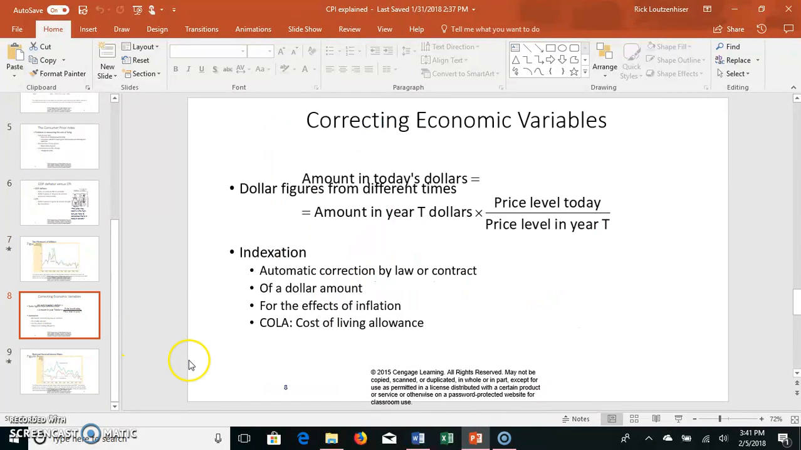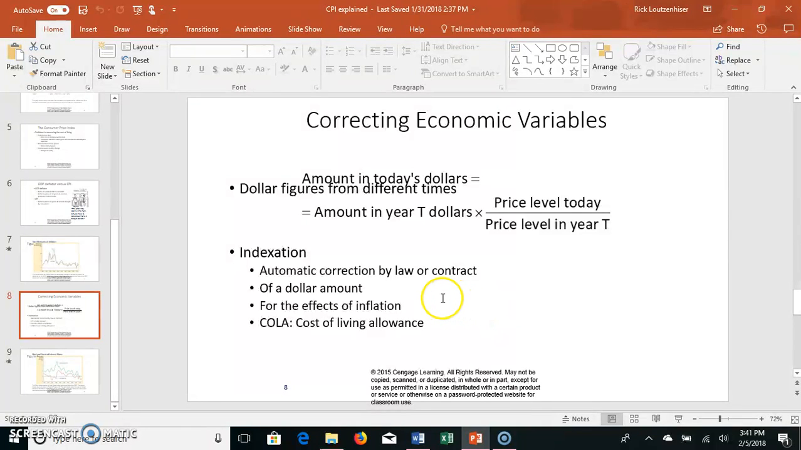And so what we want to do is correct economic variables. We want to get the amount in today's dollars. So we take dollar figures from different times: the amount in today's dollars equals the amount in year T dollars times the price level today divided by the price level in year T. So we can get everything back to the same number of dollars.